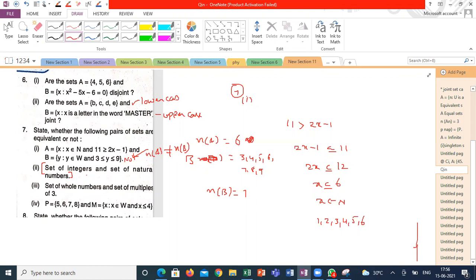Set of whole numbers and set of multiples of 3. Sir, again not defined, sir. Multiples of 3 and whole numbers, it is also not defined. We can't say, but from one point of view we can say, if you are taking a finite number of elements, definitely whole numbers are more than multiples of 3 because a few numbers are not multiples of 3. Definitely, it is not equivalent.